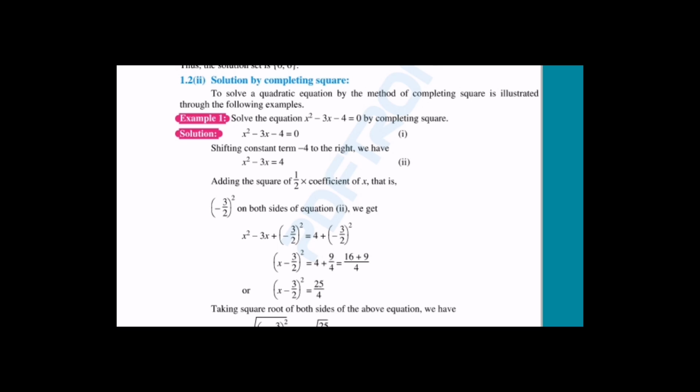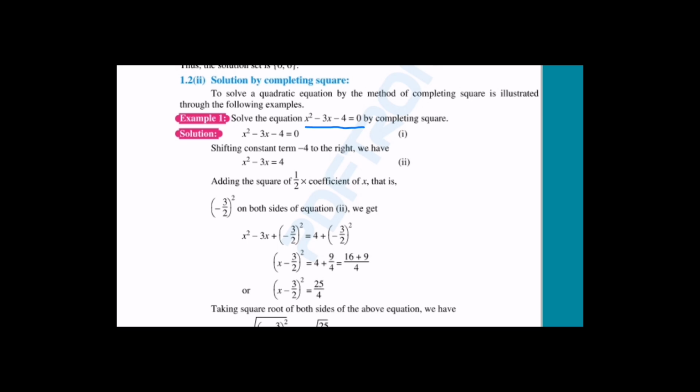So, in example 1, given that x square minus 3x minus 4 is equal to 0, we have to solve by completing square method. In the first step, we have to write the equation in standard form. The equation is already in standard form, x square minus 3x minus 4 is equal to 0.